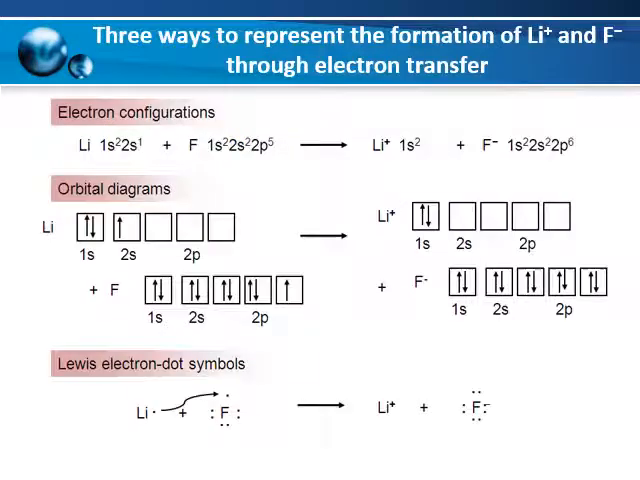The arrangement is a giant lattice. There are three ways to present the formation by electron transfer. One, through electron configuration. Number 2, through an orbital diagram. Number 3, through Lewis electron dot. If you draw all three of them, you must know how to draw the orbital diagram; it must have orbitals. Electron configuration must be written like this, like lithium. Lithium is 3, so you write 1s2 2s1. This one will donate an electron.